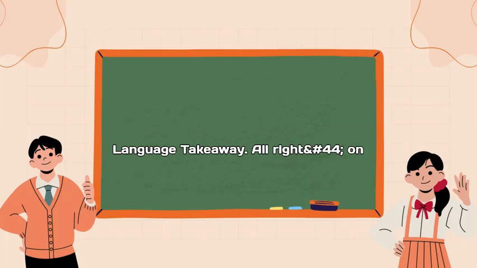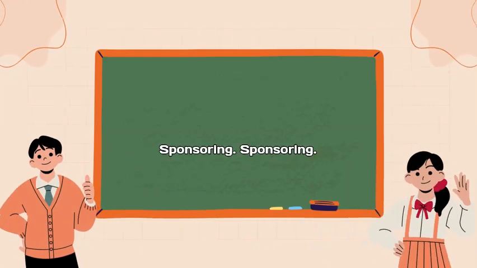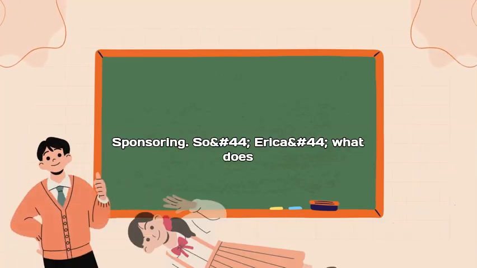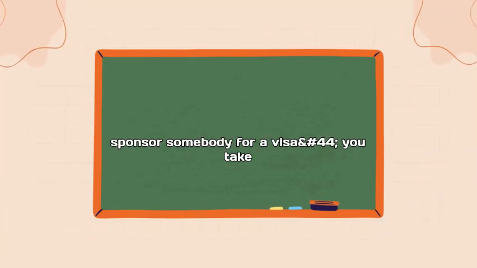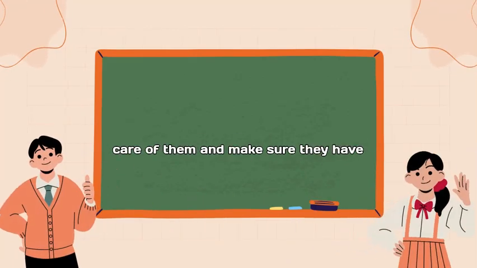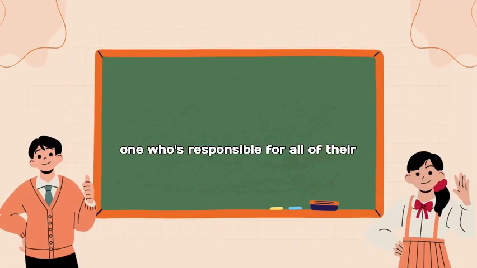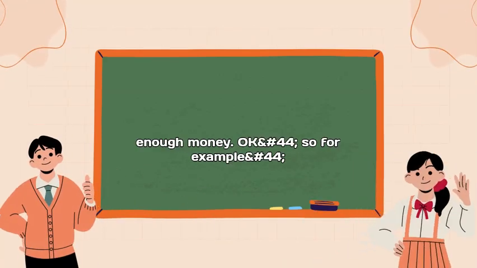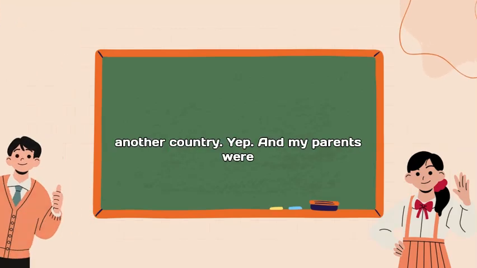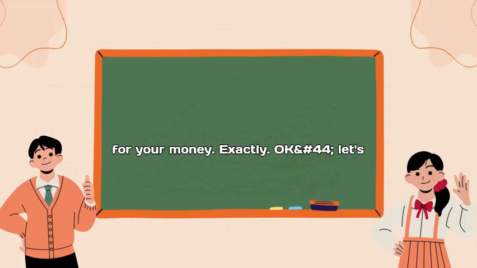On language takeaway, we have sponsoring. So, Erica, what does it mean to sponsor somebody? When you sponsor somebody for a visa, you take care of them and make sure they have enough money. Okay. So you are the one who's responsible for all of their expenses and making sure they have enough money. For example, when I was 16, I made a trip to another country, and my parents were my sponsors. So they took responsibility for your money. Exactly. Okay. Let's look at our next word.